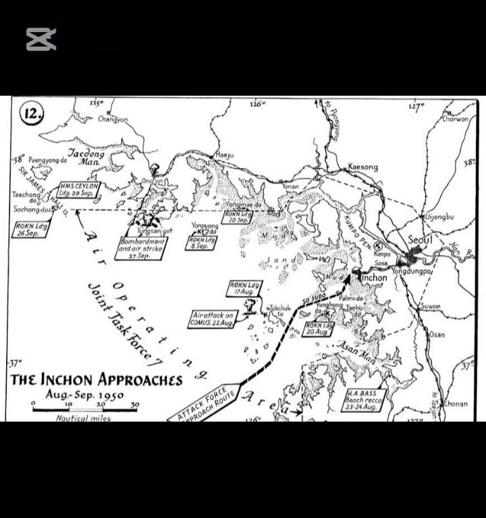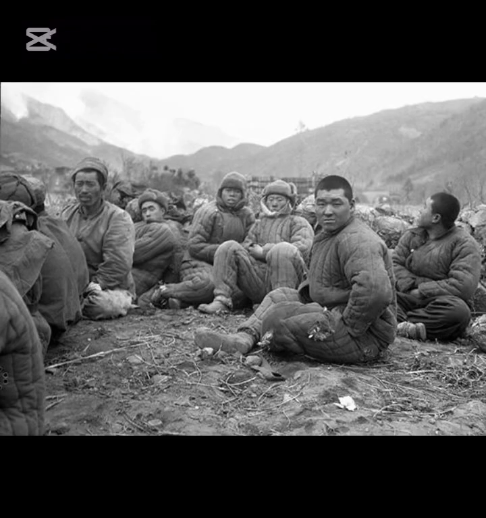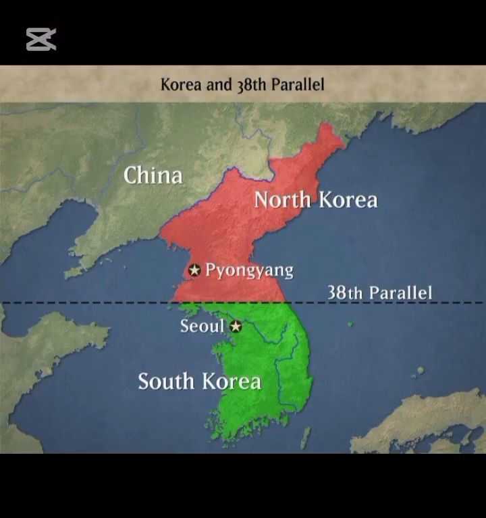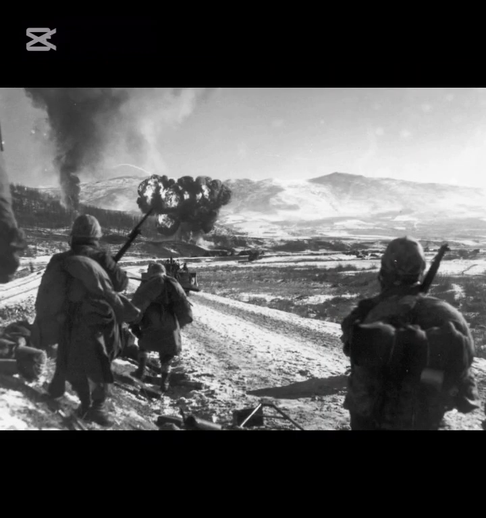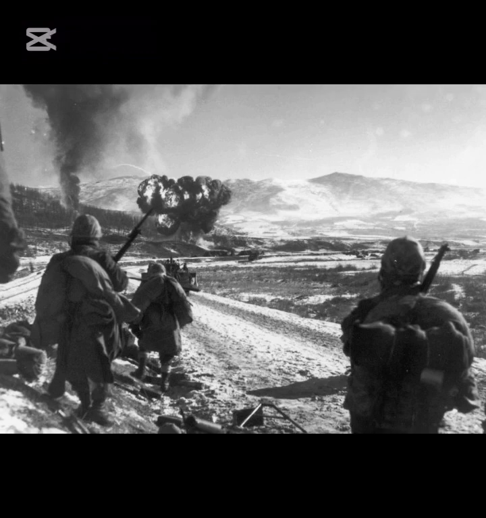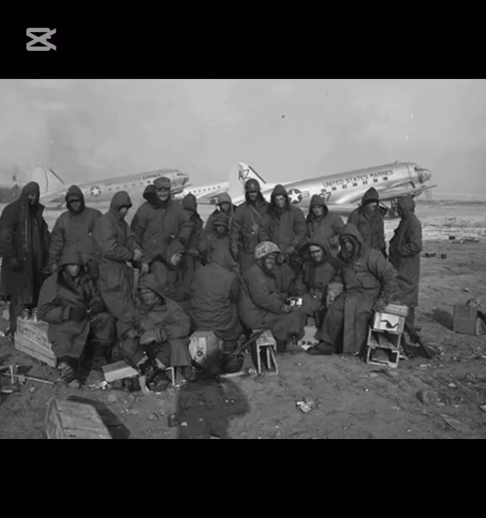Chapter 2. The division of Korea. At the end of World War II, American and Soviet officials agreed to divide Korea temporarily. The dividing line was the 38th parallel. The Soviet Union controlled the north. The United States controlled the south. Initially, this arrangement was supposed to be temporary. But tensions between the two superpowers increased.